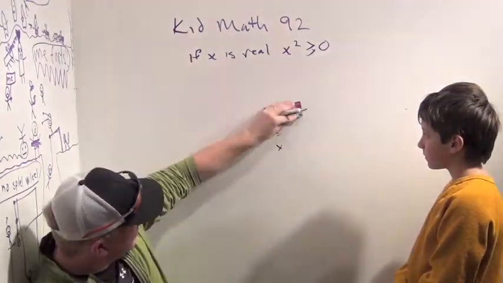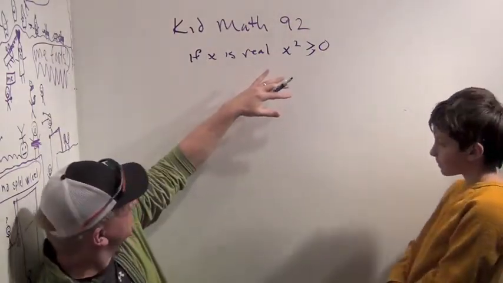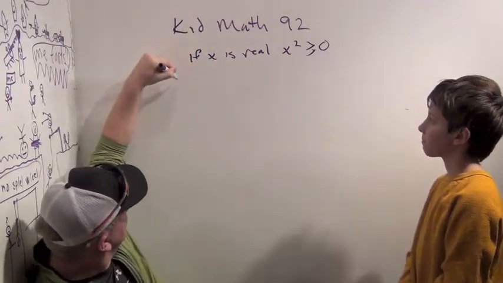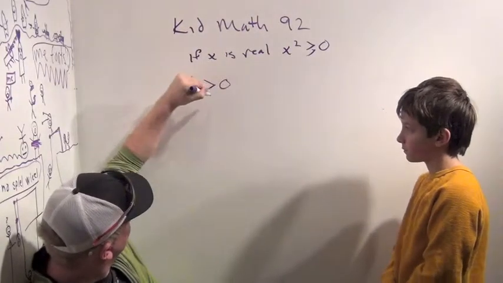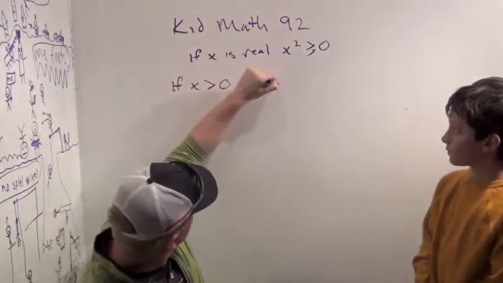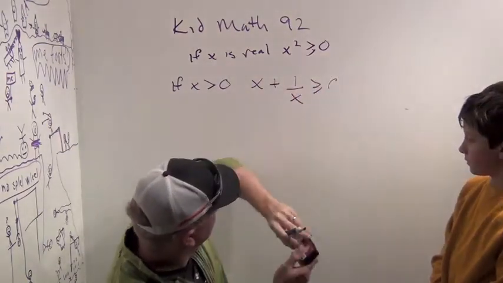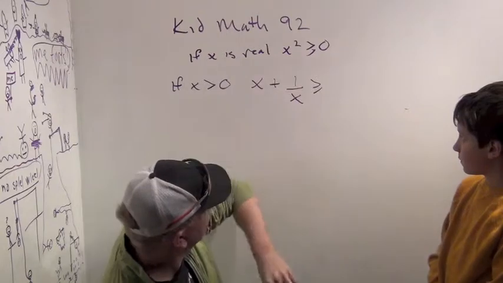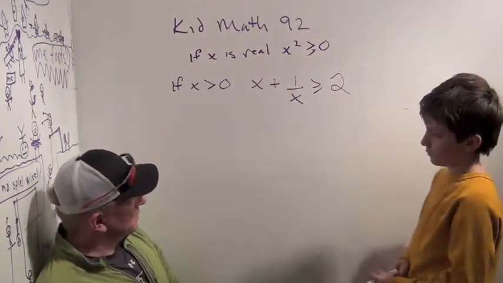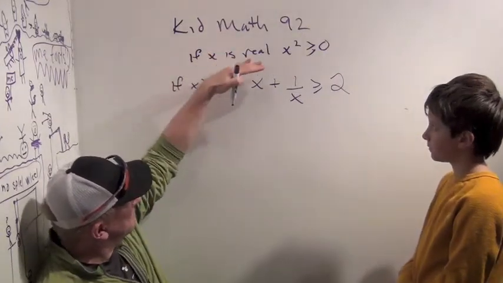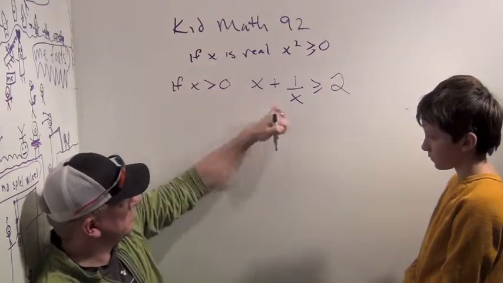So as simple as this statement is, there's a lot of surprising things you can prove with it. One of the things they said is, let's prove this: if x is greater than 0, x plus 1 over x is greater than or equal to 2. So instead of just x being real, we're going to say x is greater than 0, and we can't have it equal to 0 because of the 1 over x.